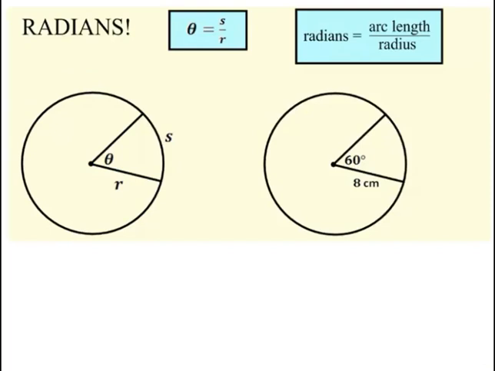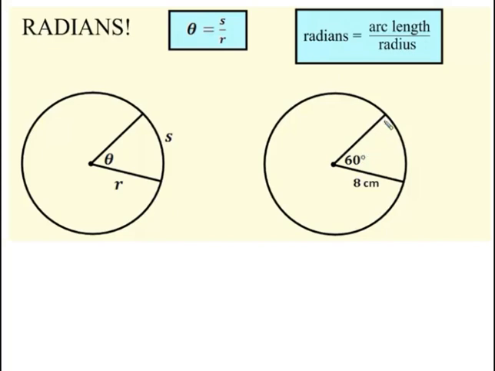Alright, so now let's start talking about radians. Radians and degrees are basically the same idea. It's just representing a measurement in a different way, just like the idea of conversions. We could say 1 day, but you could also say 24 hours. They mean the exact same thing, they're just represented differently.